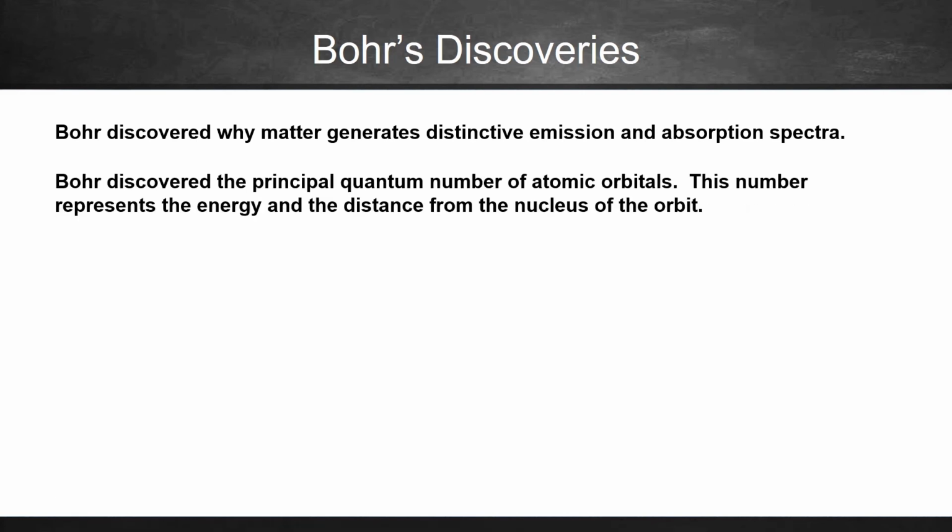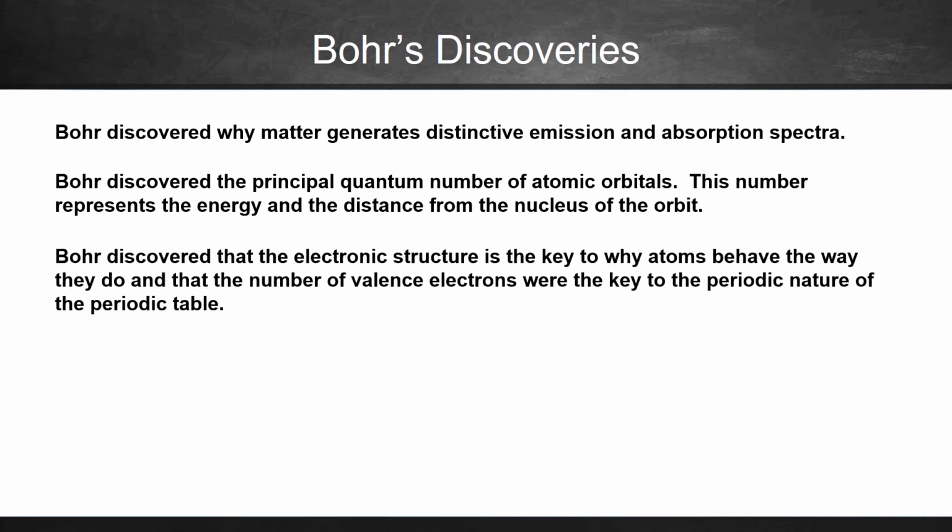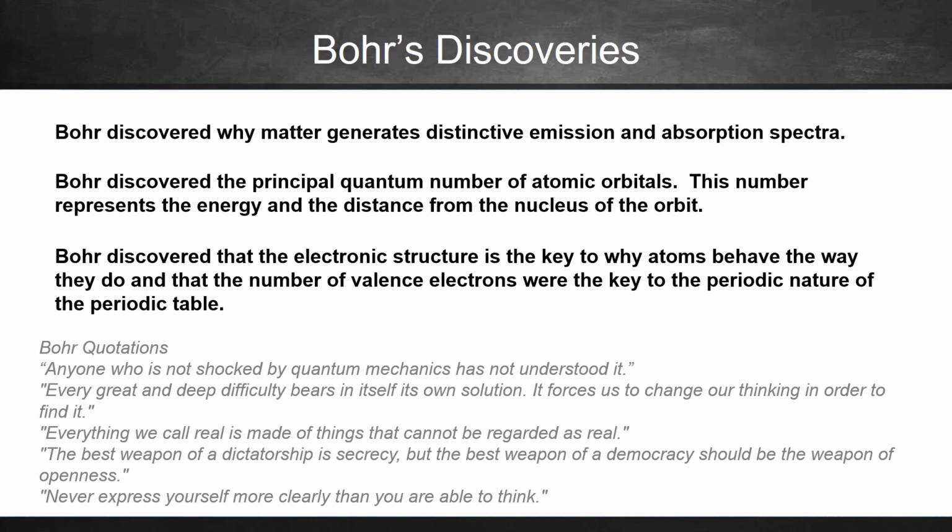Bohr discovered the principal quantum number of atomic orbitals. This number represents the energy and the distance from the nucleus of electrons that might reside in that orbit. Bohr discovered that the electronic structure is the key to why atoms behave the way they do, and that the number of valence electrons, the electrons in the outer orbits, was the key to the periodic nature of the periodic table. Now, he also gave us quite a few wonderful quotations. Read these on the slide and enjoy.